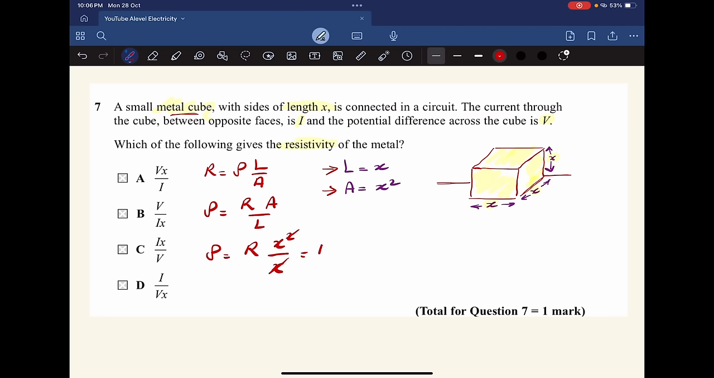So rho equals R X. But when I look at the choices, I have voltage and current. No problem. So rho equals, and instead of writing R, what is resistance from Ohm's law? It's V over I. No issue. Times X. So rho, the resistivity, is V X over I. The correct answer is A.